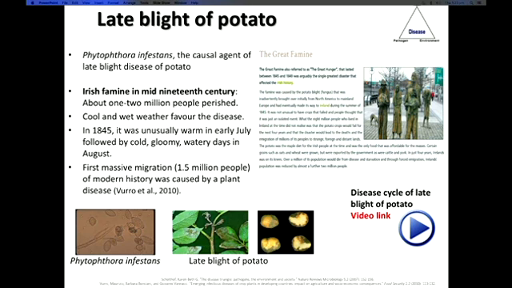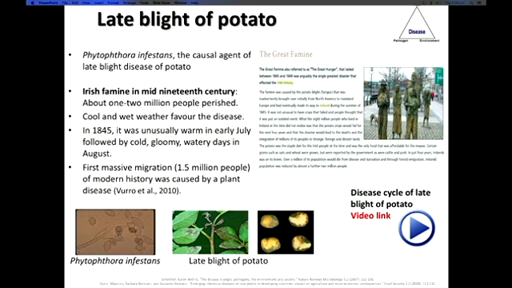Okay, in Ireland there is also a monument, and there is an article, you can all find it easily. Another important thing is that the biggest migration in human history occurred only due to that particular disease. About 1.5 million people migrated from the Ireland area to the United States and some other countries.